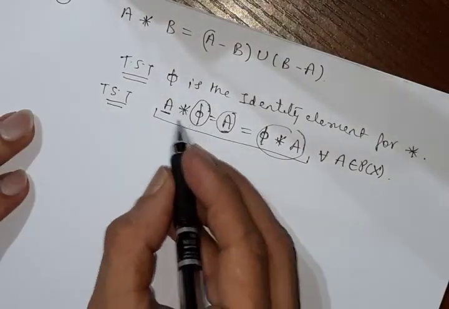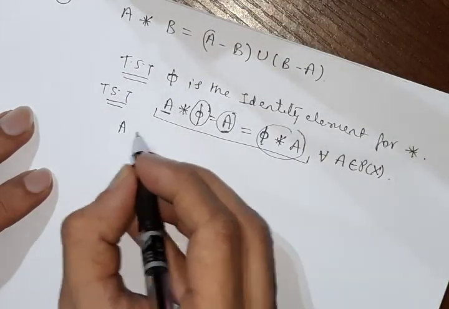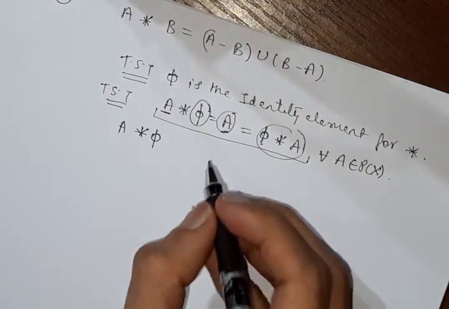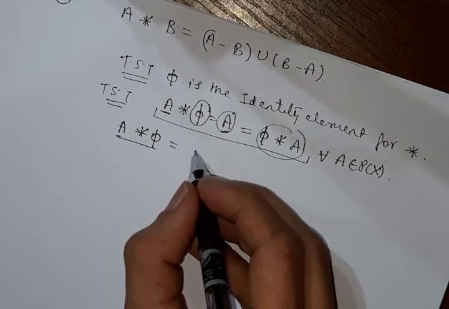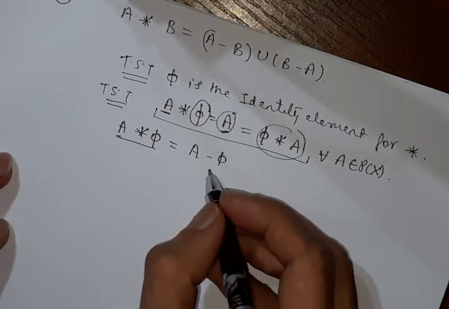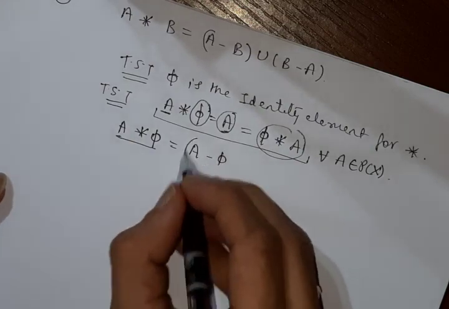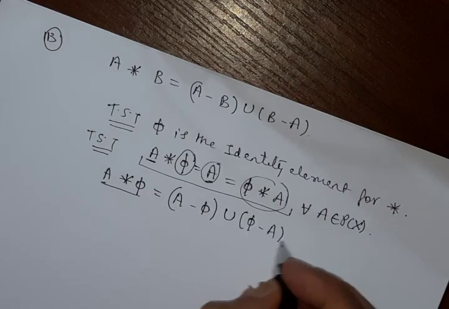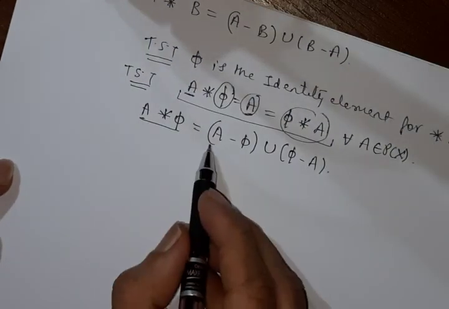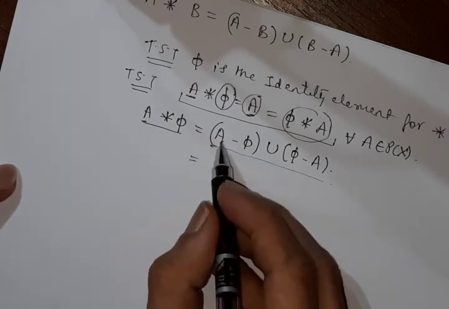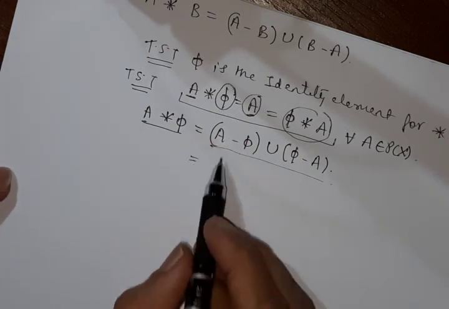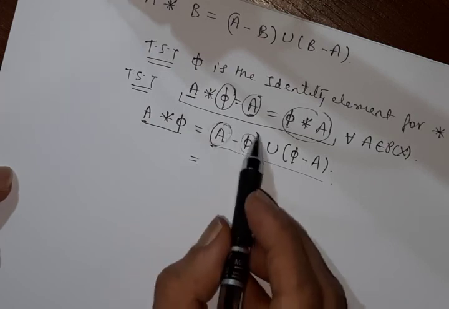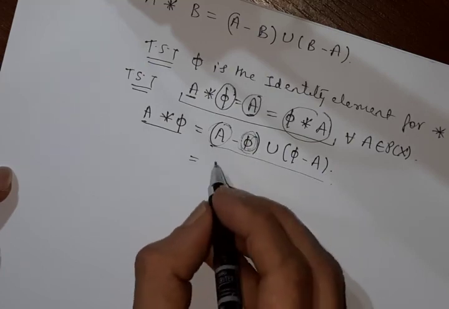If you look at the left hand side here, what is it? A star empty set, which is equal to (A minus empty set) union (empty set minus A). Now A minus empty set means you are removing the elements of the empty set from the set A. But there are no elements in the empty set here. So what will remain?